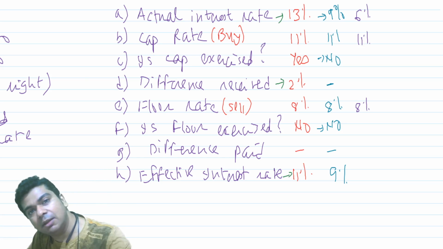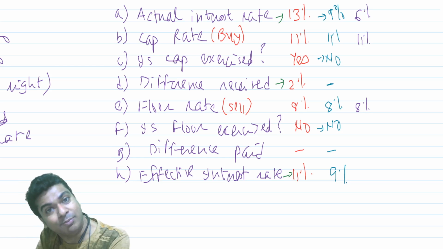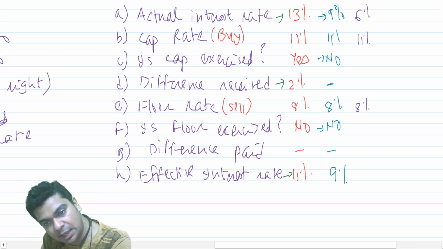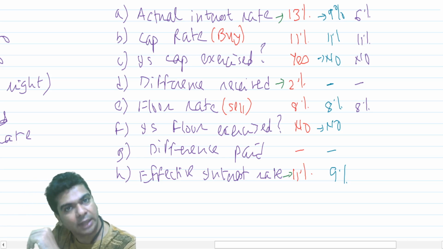New loans are available at 6%. The cap is giving you a right to borrow at 11, but I can actually borrow at 6%. Obviously, I'll borrow at 6%, isn't it? So the cap is allowed to expire, right? The cap is allowed to expire. Difference received? Nothing is received.